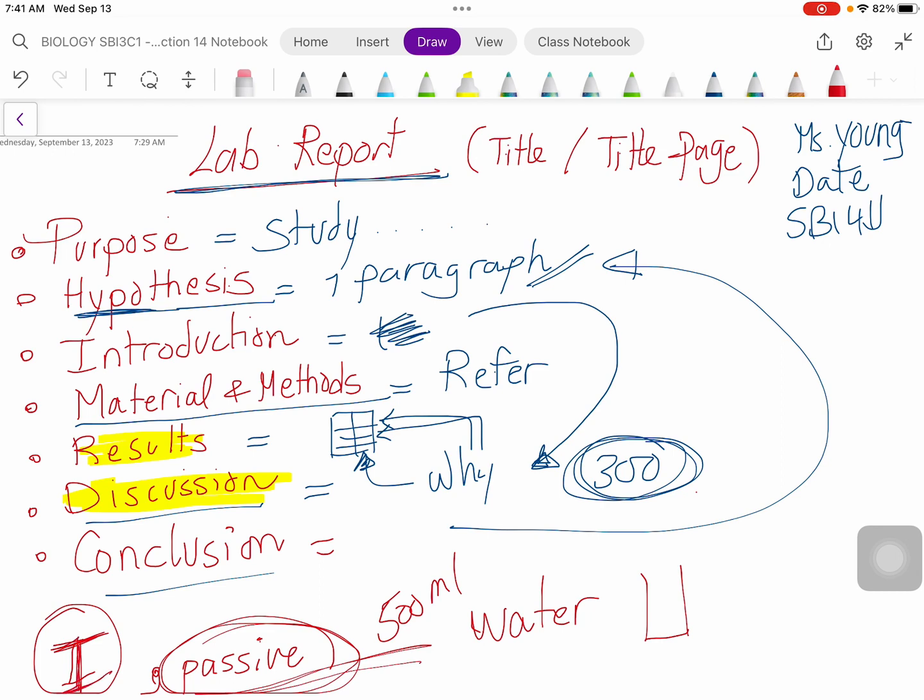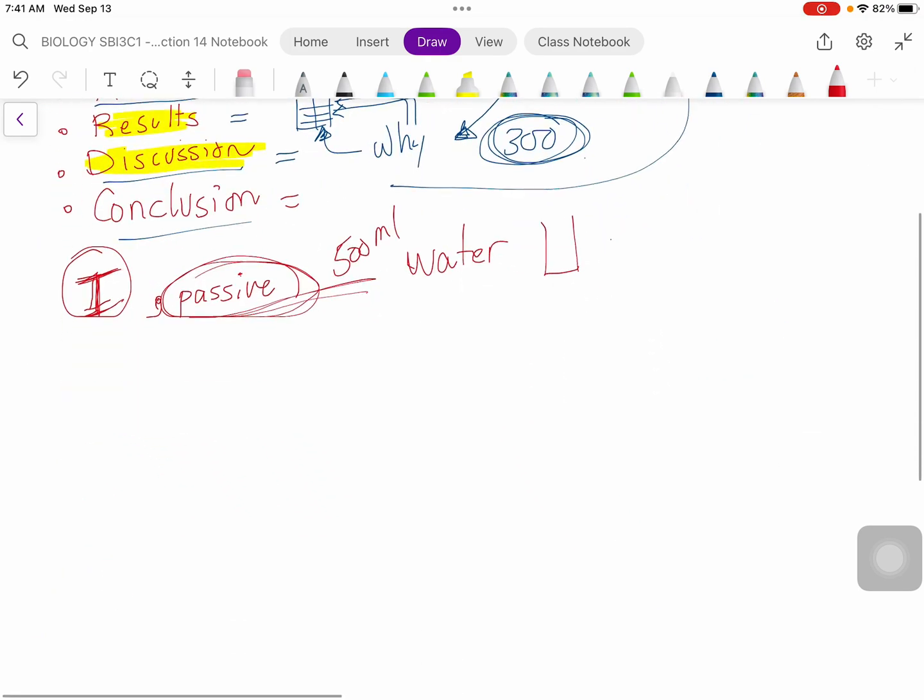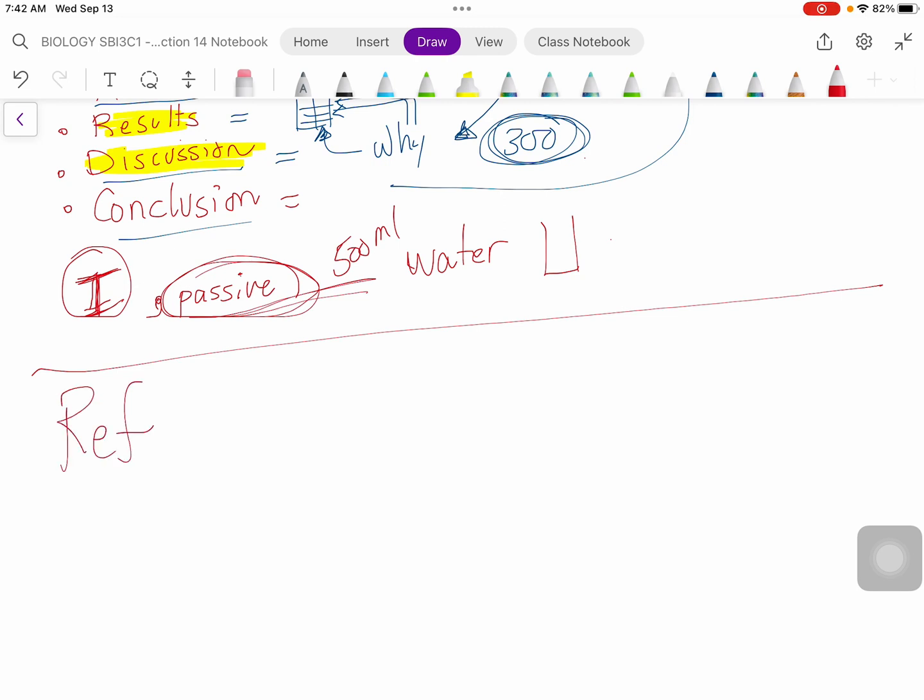And don't forget referencing. Whenever you're talking about the introduction, where the material, you're going to be looking up stuff from the internet, I need references. Now let's talk about references. I did put a note in your web about references. I need a reference page at the end of your lab report. You can write it in 2 ways.